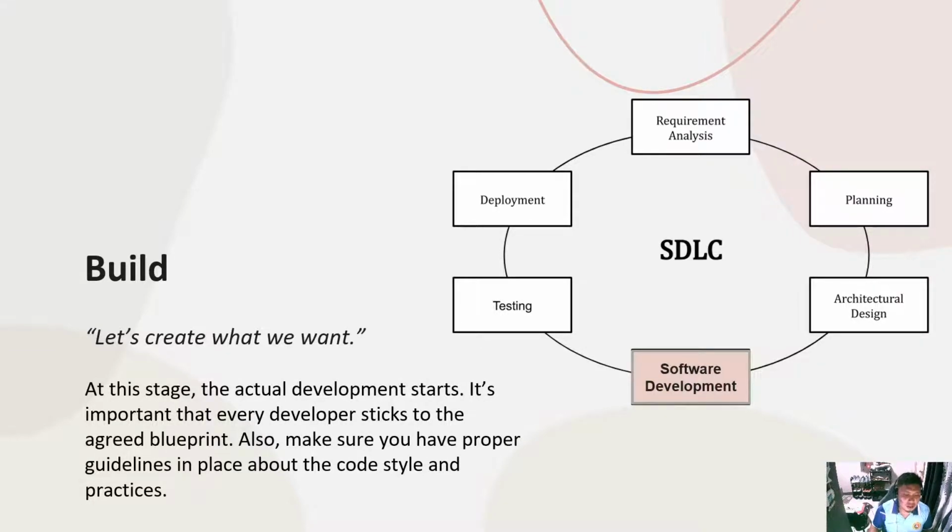It is important that every developer sticks to the agreed blueprint, meaning the agreed design. Also, make sure you have proper guidelines in place about the code style and practices. For example, define a nomenclature for files or define a variable naming style such as camel case. It will help your team to produce organized and consistent code that is easier to understand but also to test during the next phase.